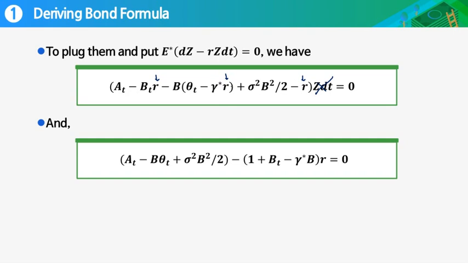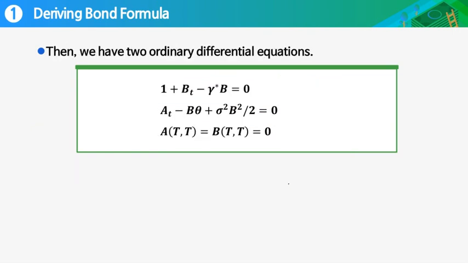So we have the original partial differential equation, and we divide it into two ordinary differential equations. This one should hold for all r. To make this hold for all r, we have to make each part 0. So basically, we have two ordinary differential equations, and we have boundary conditions.